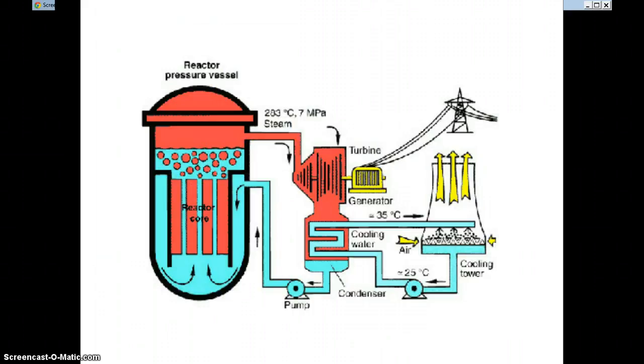There are also two different types of reactors commonly used. The first and older way is the boiling water reactor. In this type of reactor, the fuel rods are placed directly into the water, which then boils and turns to steam. The steam turns the turbine and generator. Next, the water is cooled in the cooling towers, condensed, and pumped back into the core.